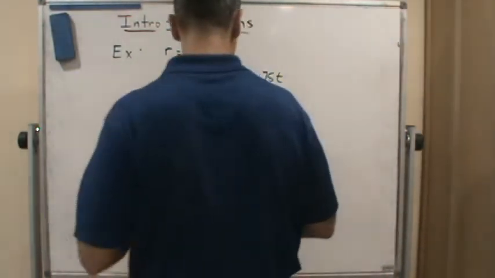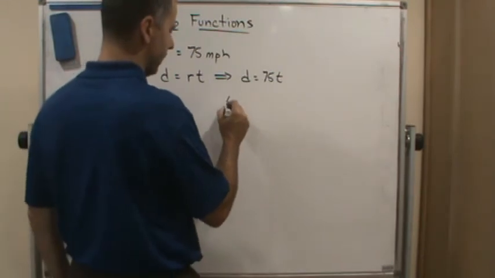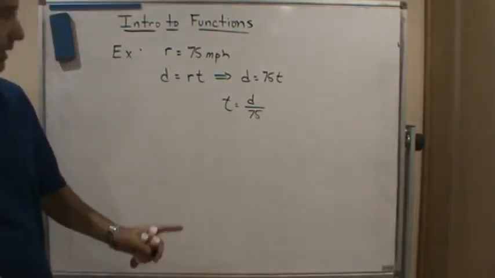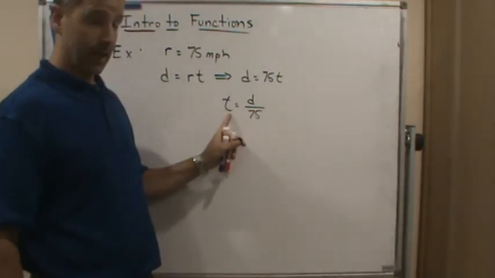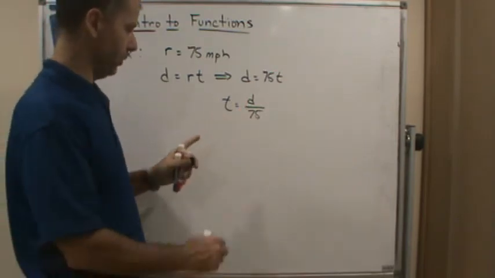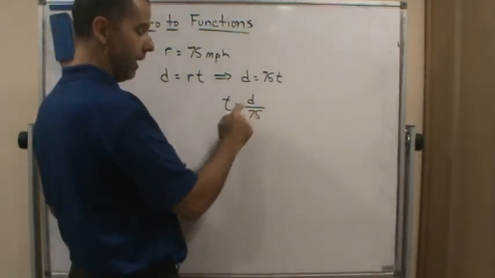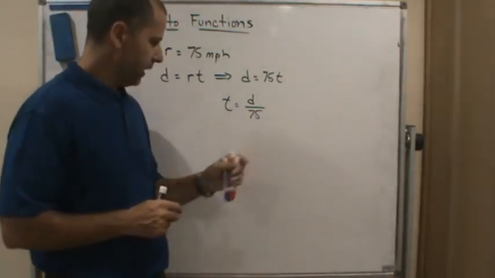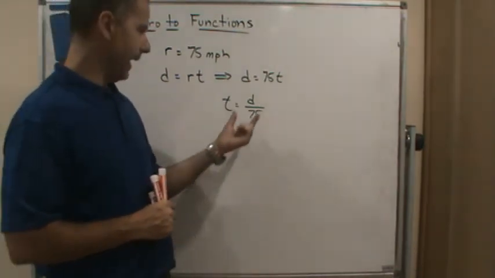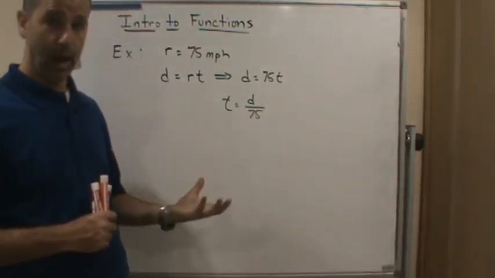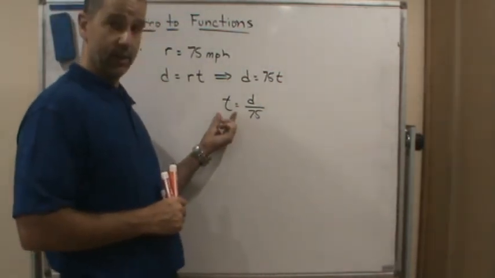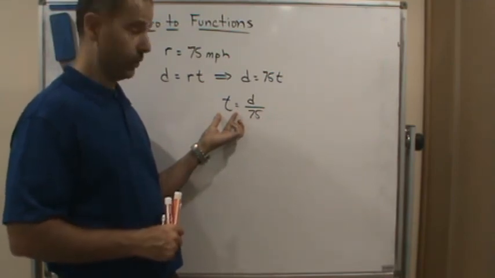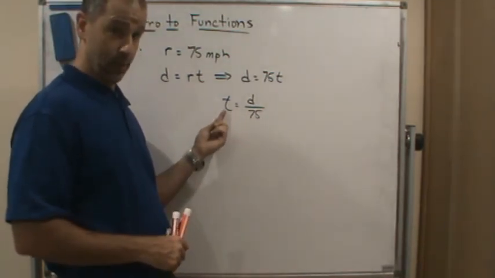But if we rewrite this formula, and let's say we rewrite it as t equals d over 75, now it's written this way: t is the dependent variable, d is the independent variable. So now time depends on how far the car's traveled, right? So if we know the car is traveling at 75 miles per hour, and we know that it traveled a certain number of miles, then we can find the amount of time it took to drive that many miles. So in this case, time is the dependent variable.